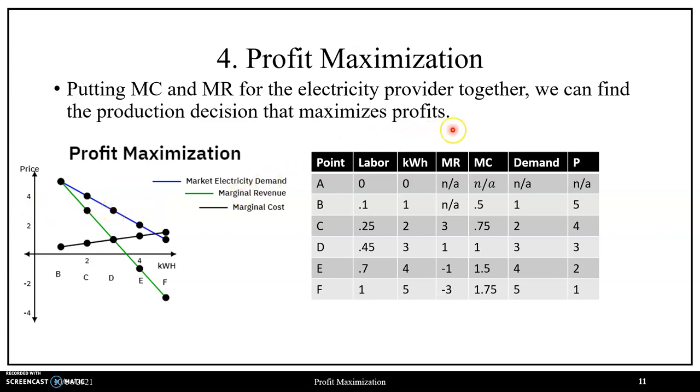So then what's going on in terms of our table representation? Profits are maximized when marginal revenue is equal to marginal cost. That once again occurs at point D as we saw in the graph. Marginal revenue is 1, marginal cost is 1. The monopolist then uses this to determine the output level, in which case this is going to be 3 units of electricity in terms of kilowatt hours, in which they use 45% of their labor force.